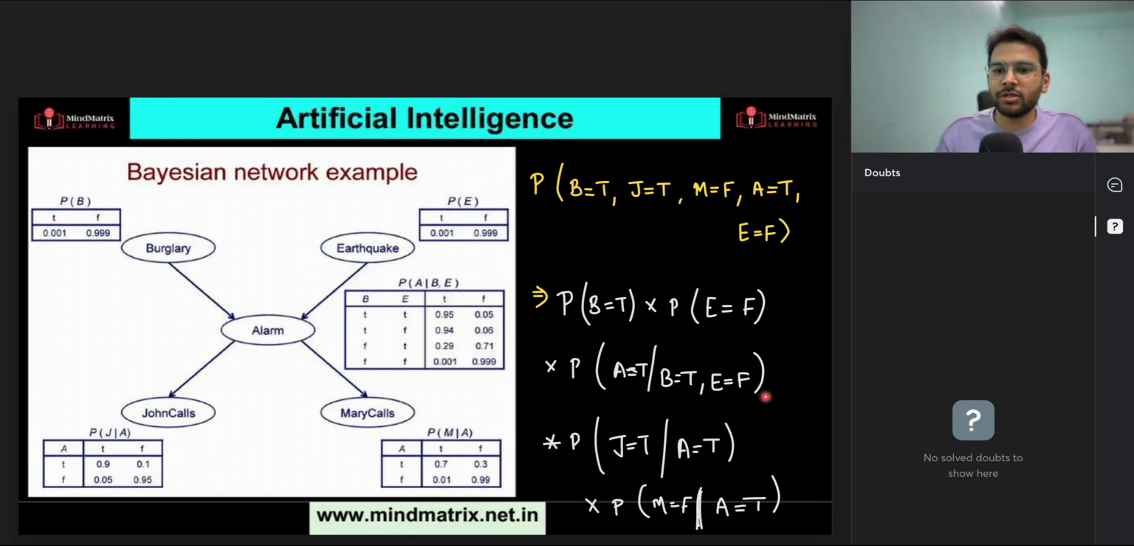Have you written the same expression? Just verify. Probability of B into probability of E into probability of A given B and E, multiply probability of J given A, multiply probability of M given A. Yes, that is correct, Abhas. So once you know this, now you can just substitute the values. Quickly do it and let me know the final answer. It is also important that you have a habit of finding the values from the table. I'm giving you 2 minutes, but do it correctly.